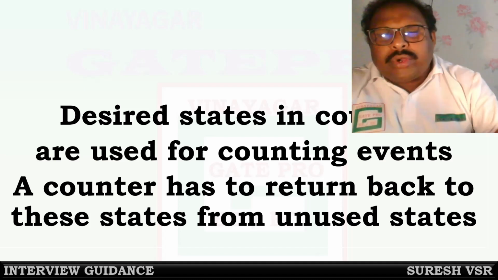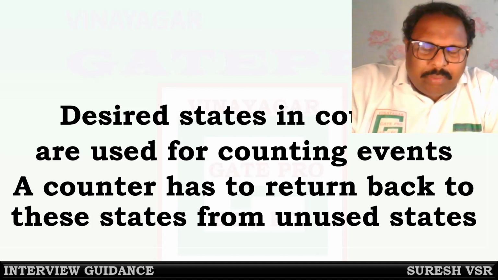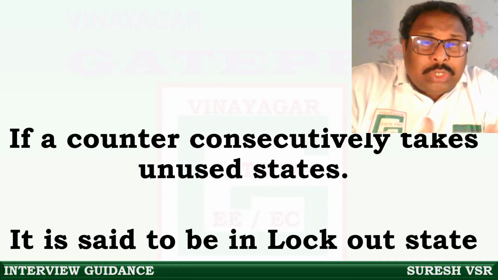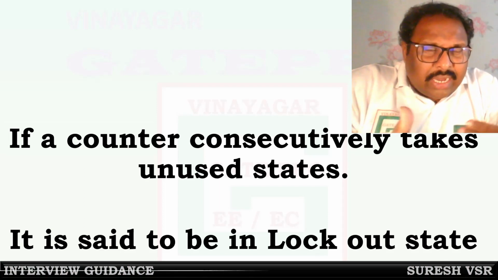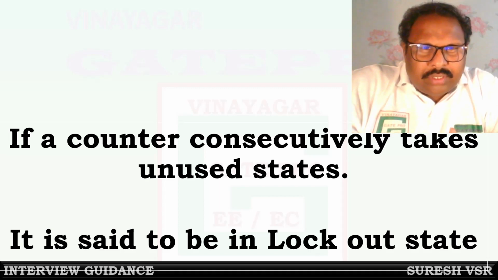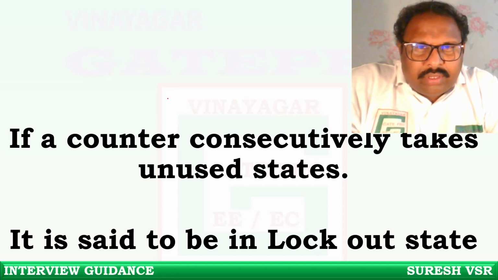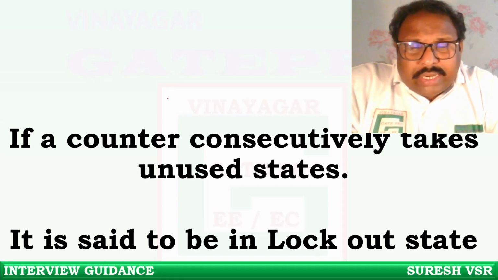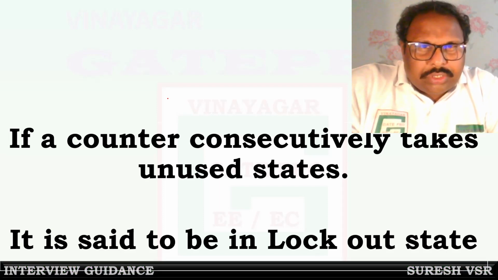Whenever a counter goes to the unused states, it has to come back to the used states. But if it goes consecutively to two unused states, then it is said to be in lockout state. So a lockout state is a situation where the counter takes two consecutive unused states. Instead of getting back to the used states, it goes next to another unused state. That's called the lockout situation.